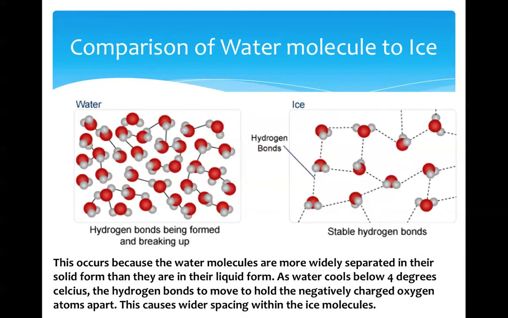So here we have a comparison of, on the left, a water molecule to, on the right, an ice molecule. What you are seeing here occurs because when water freezes, it's more widely spread out in its solid form than in the liquid. As the water cools below 4 degrees, the hydrogen bonds that you see begin to move apart to hold the negatively charged oxygen atoms apart. This causes wider spacing within the ice molecules as the hydrogen bonds are stretched out between the stable hydrogen bonds.